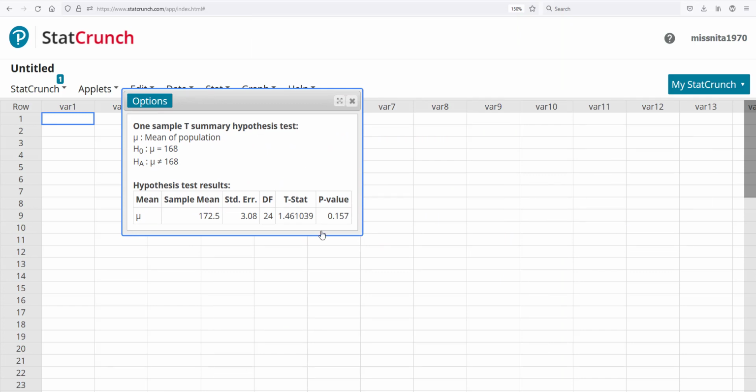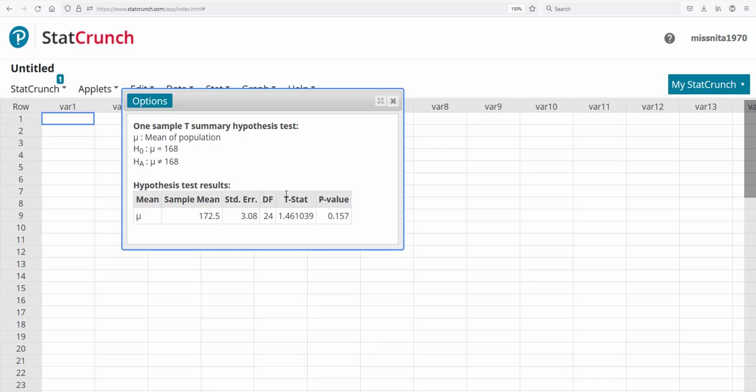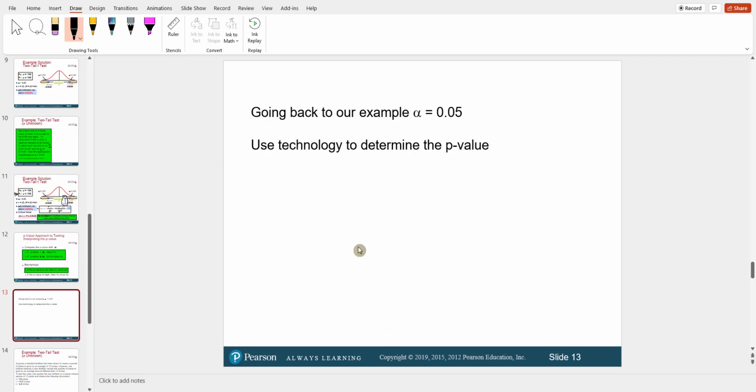and we get our information. As you can see, it calculated the t-statistic is 1.46. And it also gives you this p-value, which is 0.157. So if we go back, we got 0.157. This is greater than our level of significance, 0.05. So if the p is high, the null must fly.